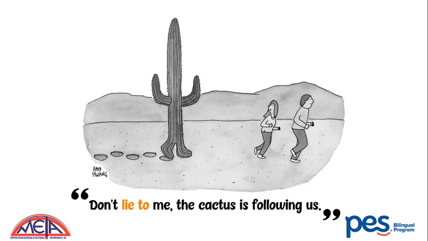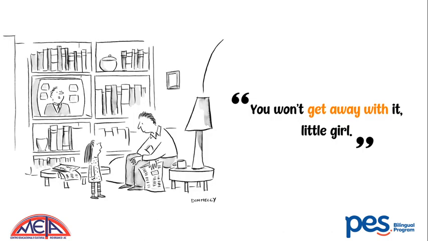Lie to, mentir para. For example, lie to me, mentir para mim. Lie to her, mentir para ela. For example, don't lie to me. The cactus is following us. Não minta para mim, o cacto está seguindo a gente. Get away with, se safar, se livrar. For example, you won't get away with it, little girl. Você não vai se safar dessa, você não vai se livrar dessa, garotinha.